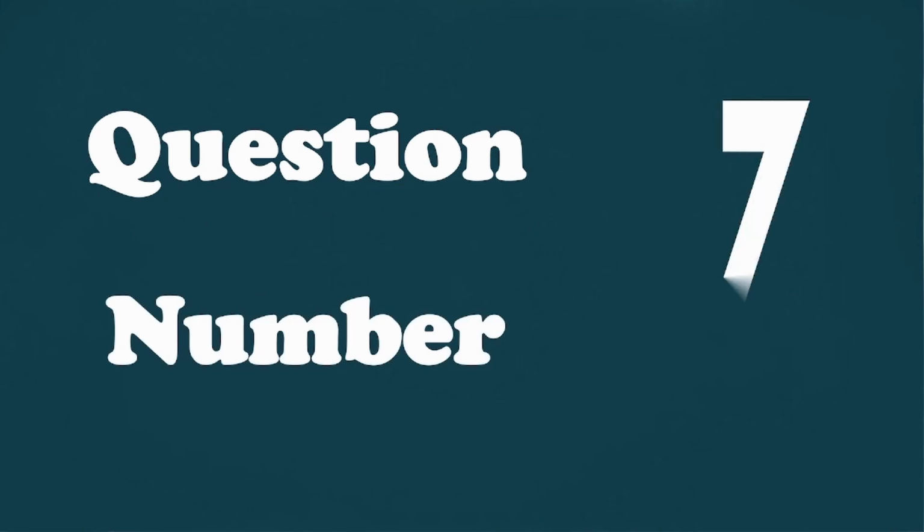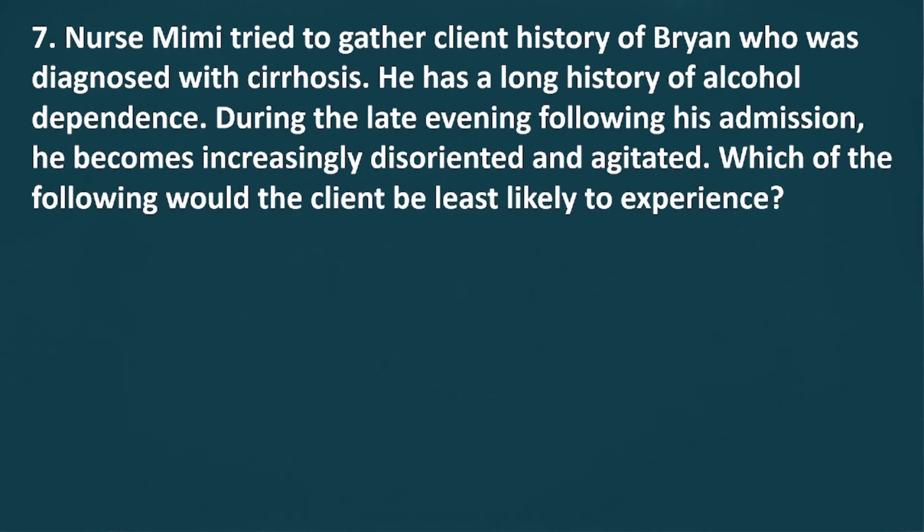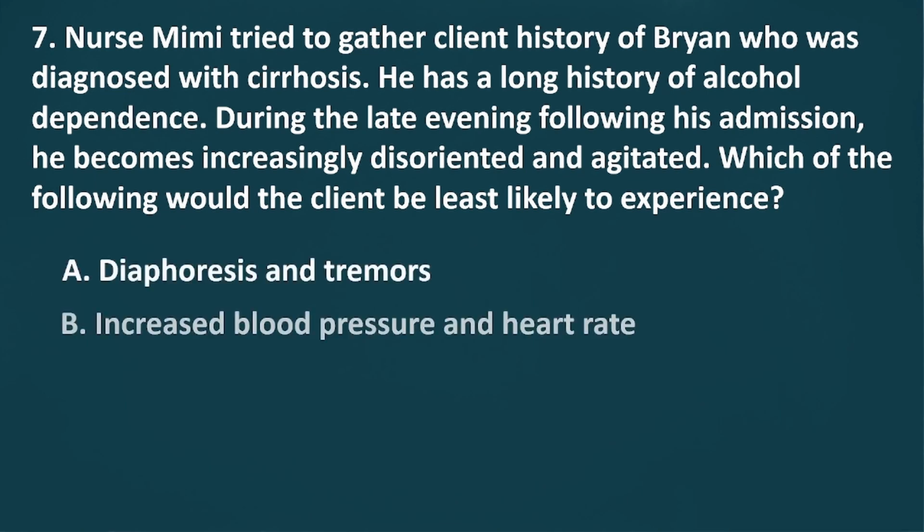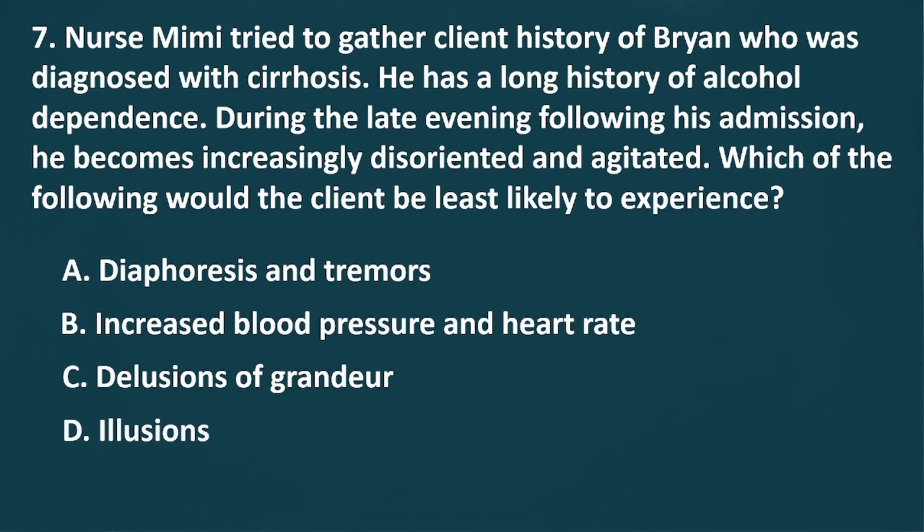Question number 7. Nurse Mimi tried to gather client history of Bryan, who was diagnosed with cirrhosis. He has a long history of alcohol dependence. During the late evening following his admission, he becomes increasingly disoriented and agitated. Which of the following would the client be least likely to experience? A. Diaphoresis and tremors. B. Increased blood pressure and heart rate. C. Delusions of grandeur. D. Illusions.